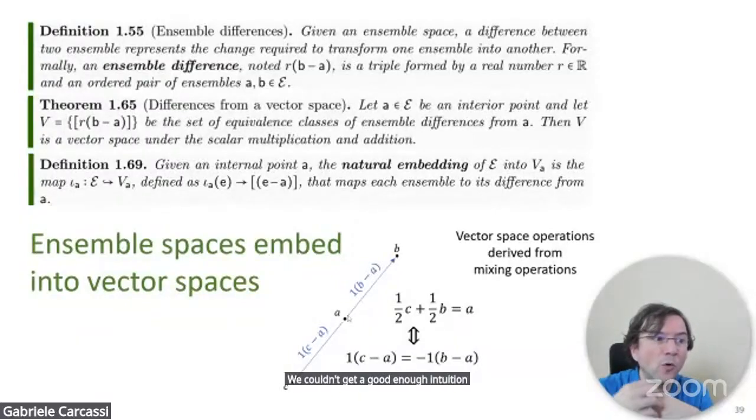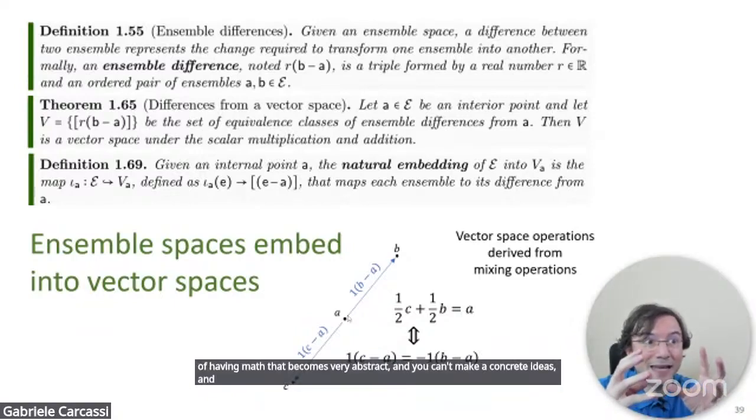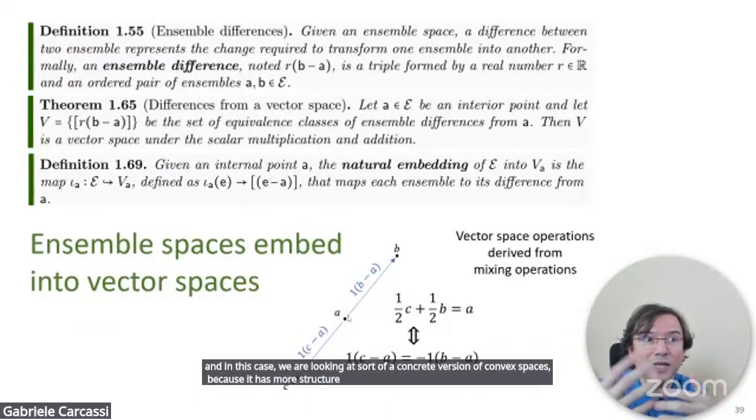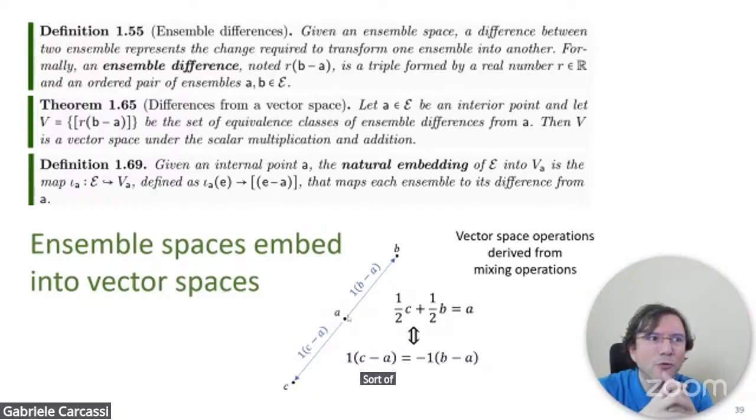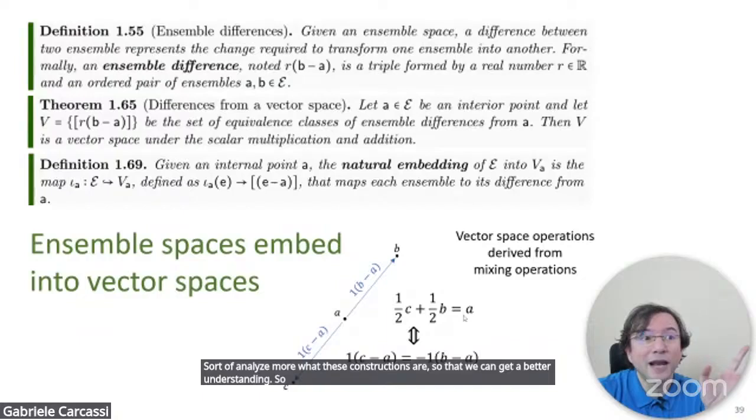So this is, again, the problem of having math that becomes very abstract, where you can't make concrete ideas. In this case, we are looking at a more concrete version of convex spaces because it has more structure. And so we need to analyze more what these constructions are so that we can get a better understanding. So anyway, we're going to have vector spaces, which is important.